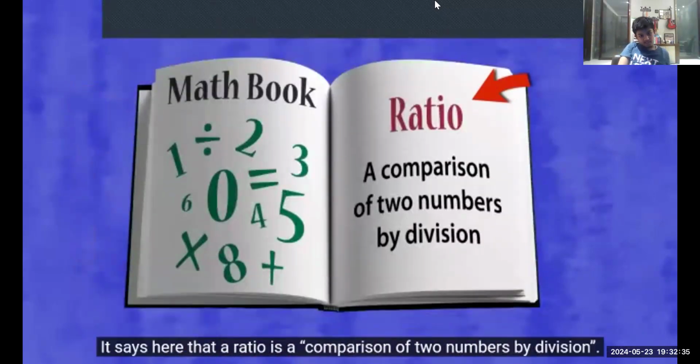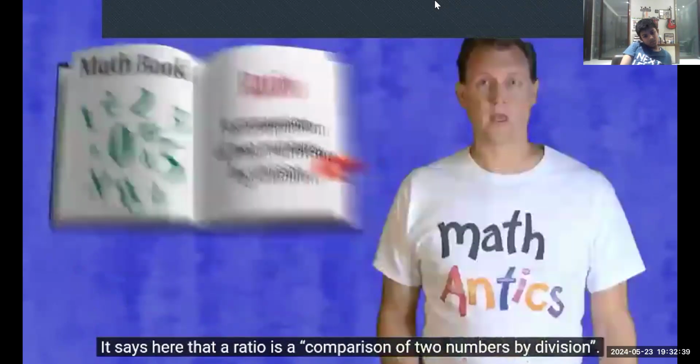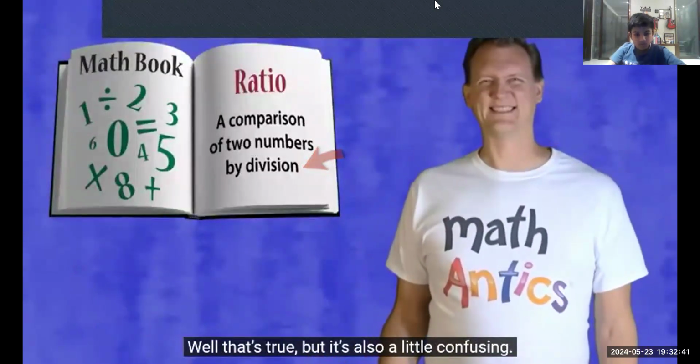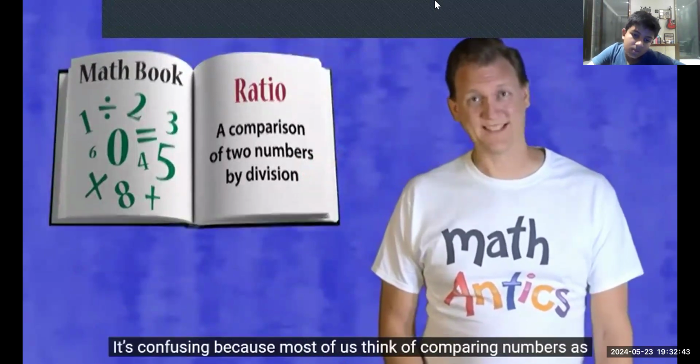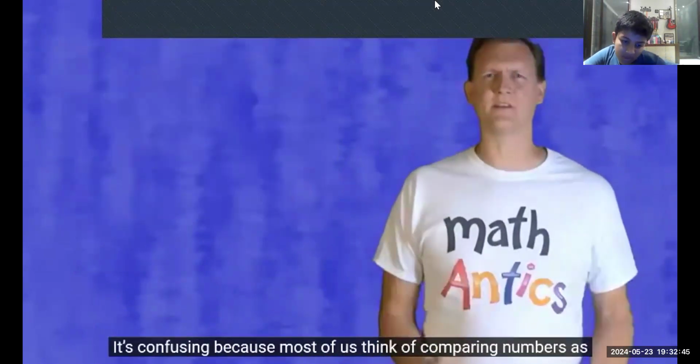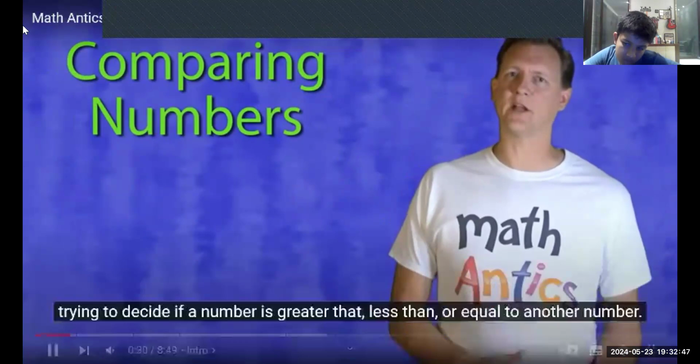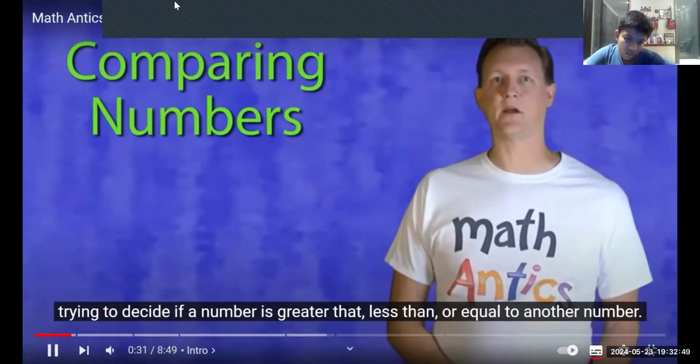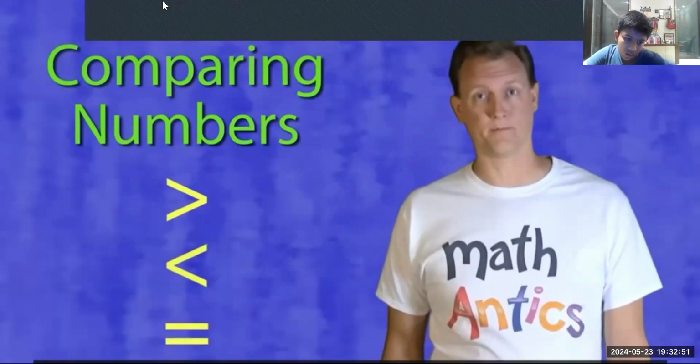It says here that a ratio is a comparison of two numbers by division. Well, that's true, but it's also a little confusing. And it's confusing because most of us think of comparing numbers as trying to decide if a number is greater than, less than, or equal to another number.